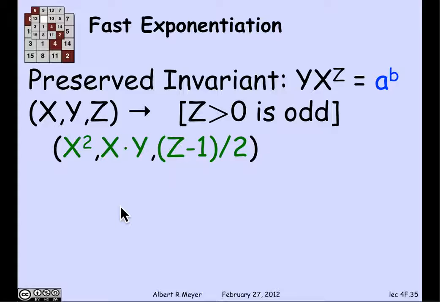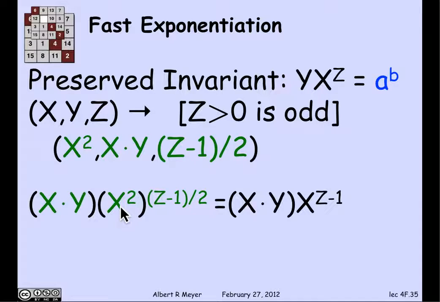Well, do the new values satisfy the invariant if I plug in the green values: x squared for x, xy for y, and z minus 1 over 2 for z? Well, let's see what happens. If I take the new value of y, which is xy, and I multiply it by the new value of x, which is x squared, raised to the new value of z, which is z minus 1 over 2. Let's do a little algebraic simplification of that.